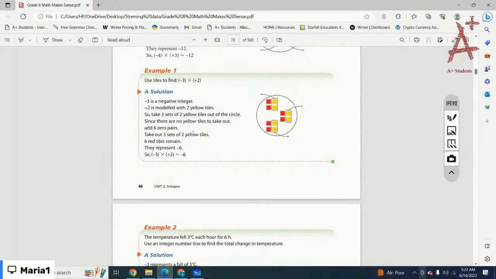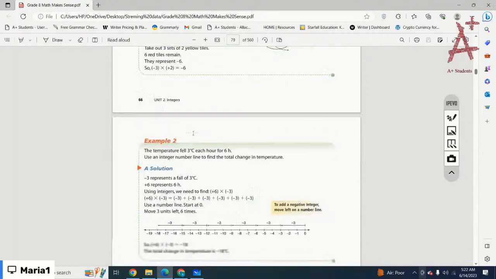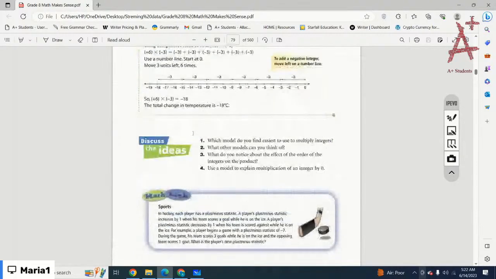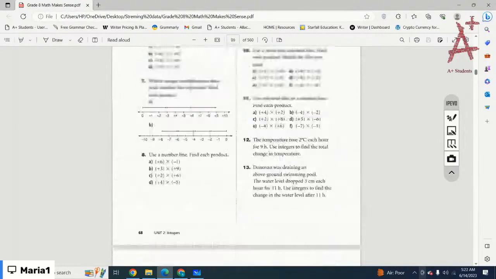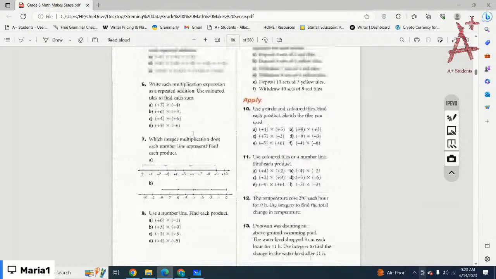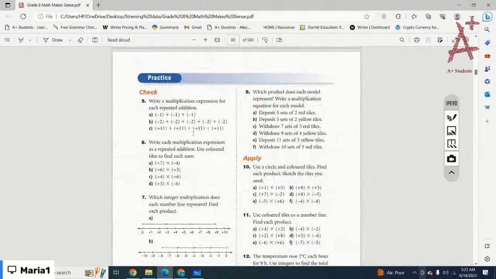So let's just start with the practice questions. Write a multiplication expression for each repeated addition. Basically, multiplication is repeated addition. When you are working with small numbers, it is easy to add them again and again. But when you are working with larger numbers, it is very difficult to do repeated addition. So then you do multiplication. Got it?